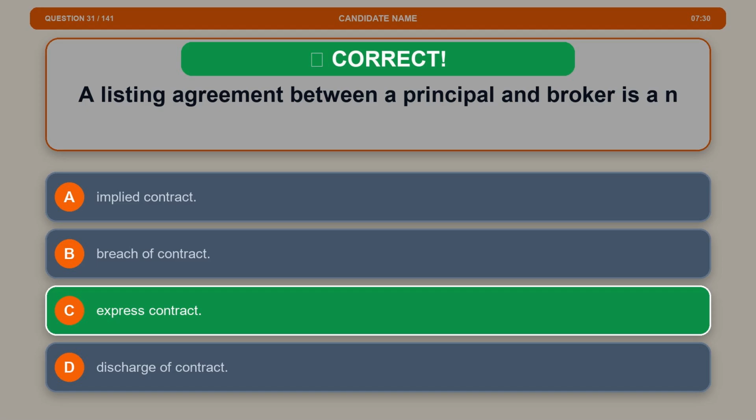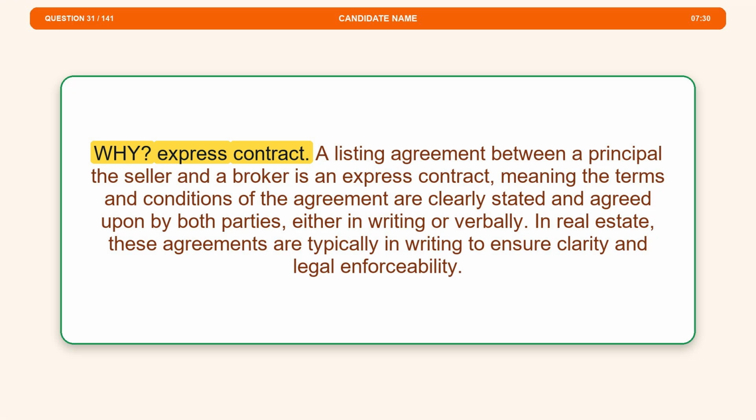The correct answer is option C, express contract. The listing agreement between a principal, the seller, and a broker is an express contract, meaning the terms and conditions of the agreement are clearly stated and agreed upon by both parties, either in writing or verbally. In real estate, these agreements are typically in writing to ensure clarity and legal enforceability.